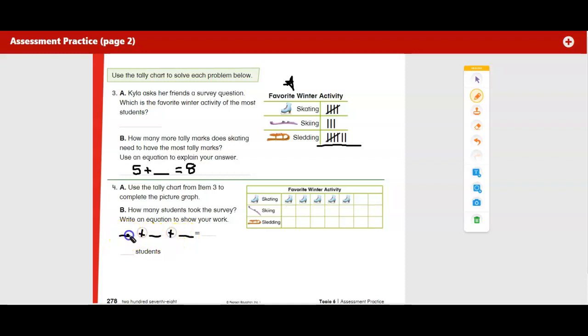Write the number for how many students picked skating, how many picked skiing, and how many picked sledding. Then write your total answer in the blanks below. Once you have finished answering the rest of problem number 4, we will go over our answers.